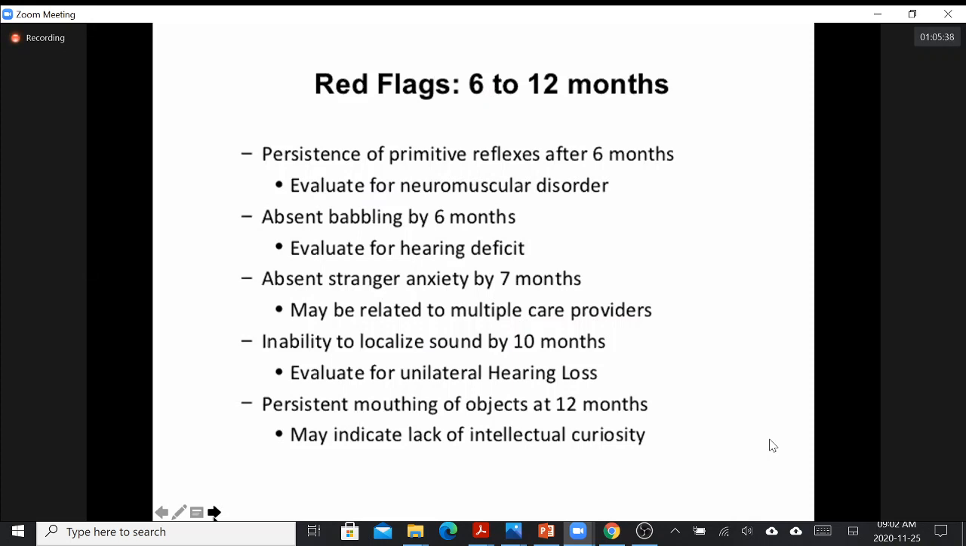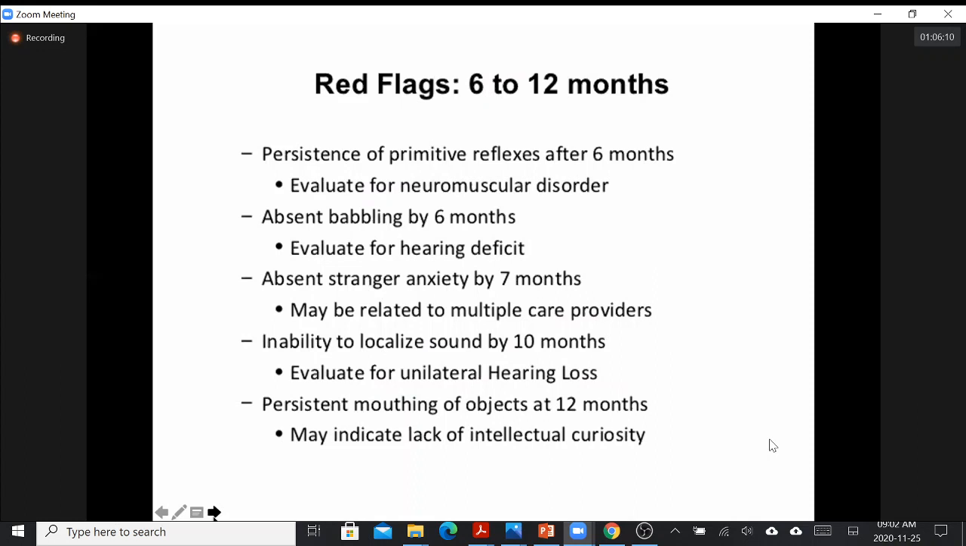So if there is no stranger anxiety by 7 months, it may be that they have lots of carers. For example, a child in an orphanage or in a home may not have any anxiety because every day their carer is changing. Whereas someone who's looked after, let's say, at home with the mother or someone else, is very apprehensive in going to somebody else or playing with someone else. Right. Similarly, inability to localize sound at 10 months, we have to check for unilateral hearing loss.